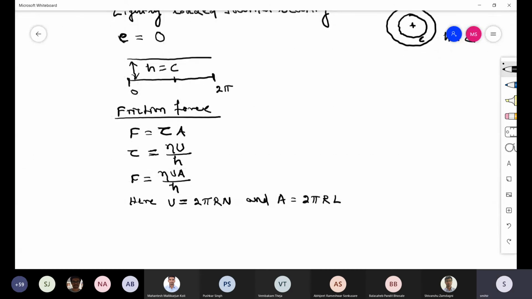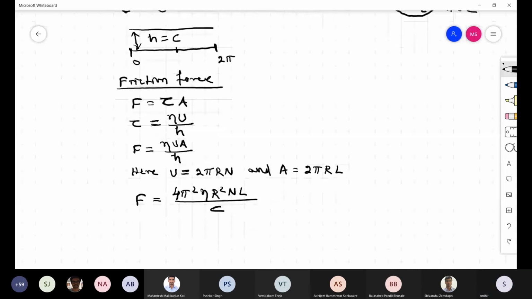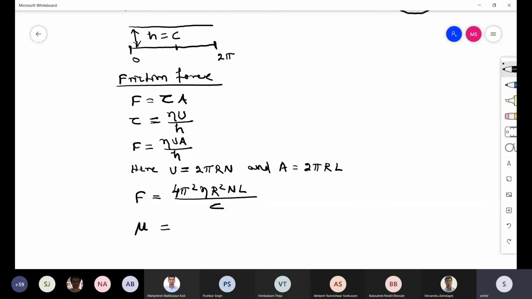Then substitute this, and you will get F equals 4 pi square eta r square N L divided by C. Now if you calculate the coefficient of friction mu, which is equal to F by W, then you substitute this, you should be able to write 2 pi square eta N divided by P, R by C. This P here is the bearing pressure.